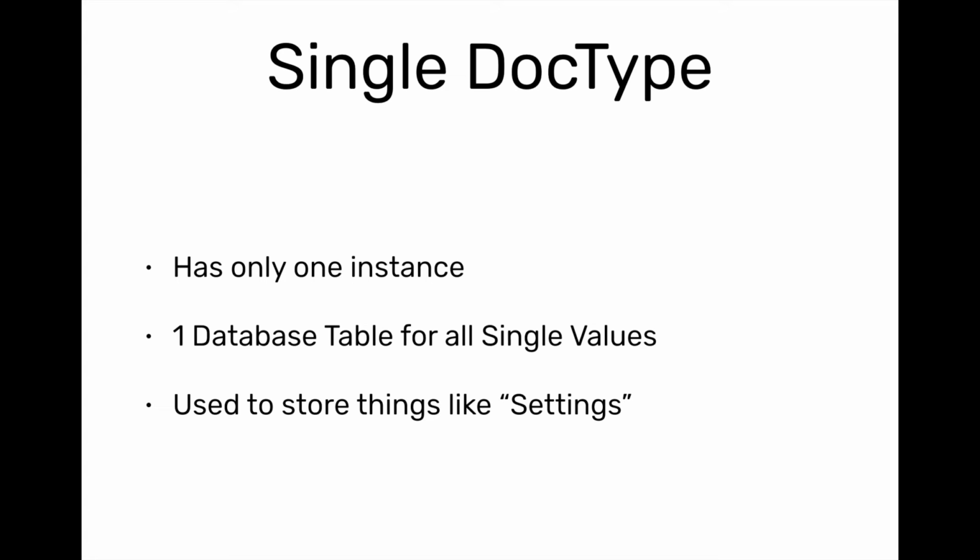Now let's move on to single DocType. So as the name suggests, single DocType has only one instance of the DocType. Also, there is only one database table for all the single values stored. Single DocType can be useful in cases where you want to store something like settings, you want to toggle some features on and off.